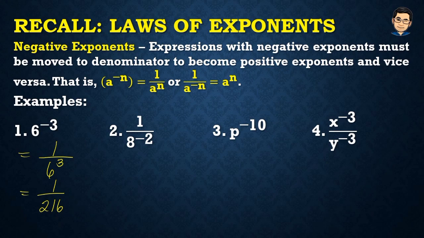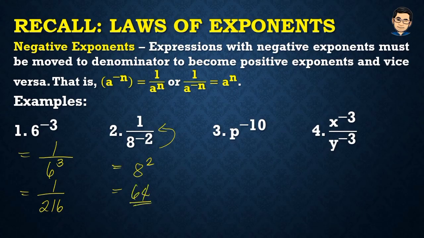Next, number 2, 1 over 8 raised to negative 2. So ang gagawin lang natin, yung 8 raised to negative 2, dalhin natin siya sa numerator. So magiging 8 squared siya. And 8 squared is 64. So this will be our final answer.